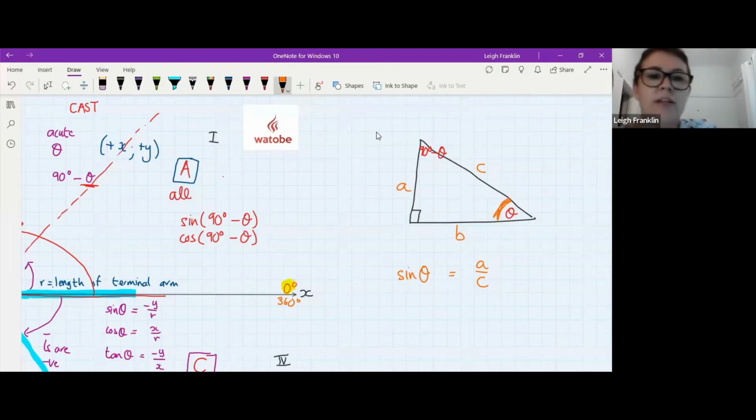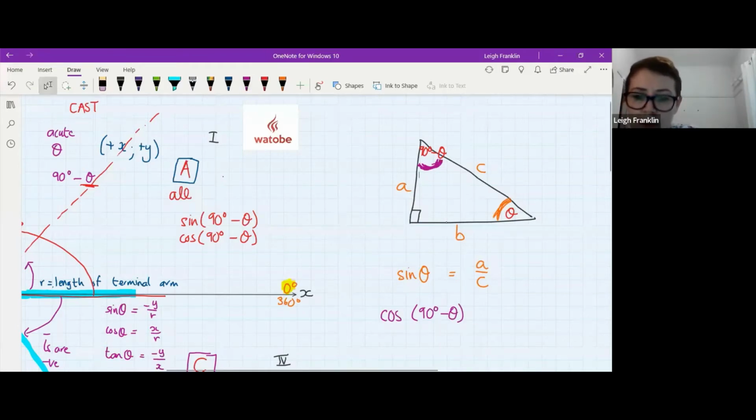Now, I'm going to change my perspective, right? And let's say I'm now working with this angle over here, the 90 minus theta. All right, so now I'm going to write cos 90 minus theta. So now this is my reference angle, the purple angle. And again, looking at my diagram, what is my ratio of cos 90 minus theta in terms of this diagram? It's going to be adjacent over hypotenuse.